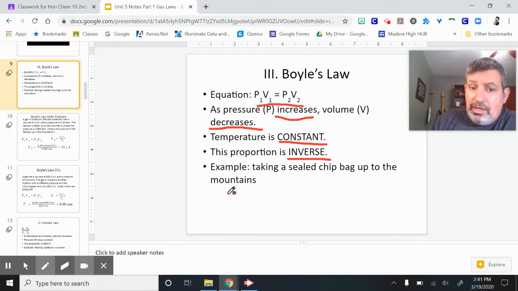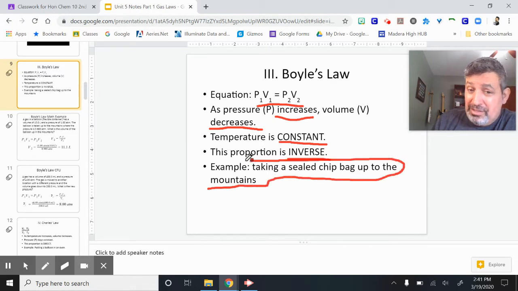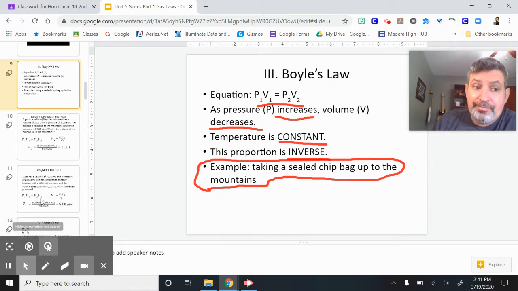Okay. And again, think of taking a sealed chip bag up to the mountains. If you haven't done that before, the bag gets bigger because the pressure up in the mountains is lower. So the pressure inside the bag will push out into that low pressure. So that's a really good example of it.